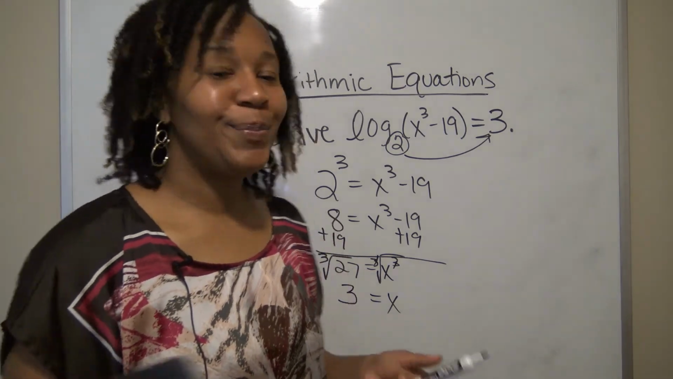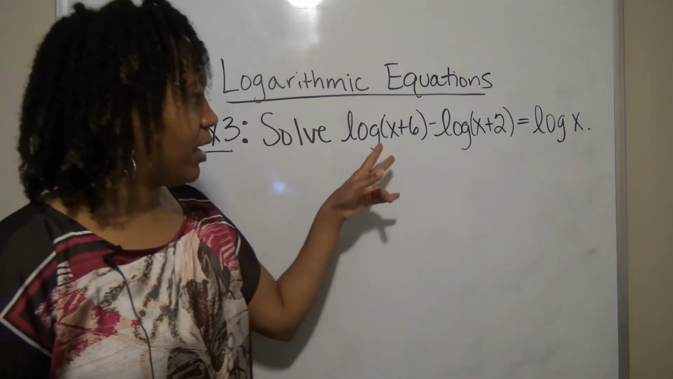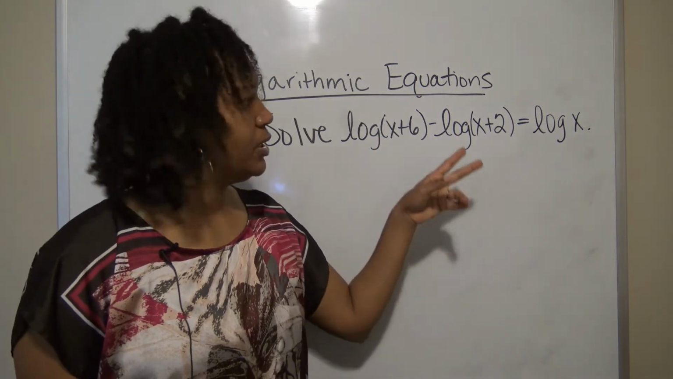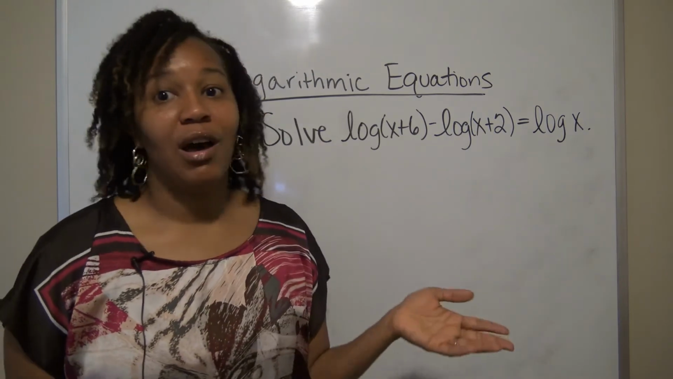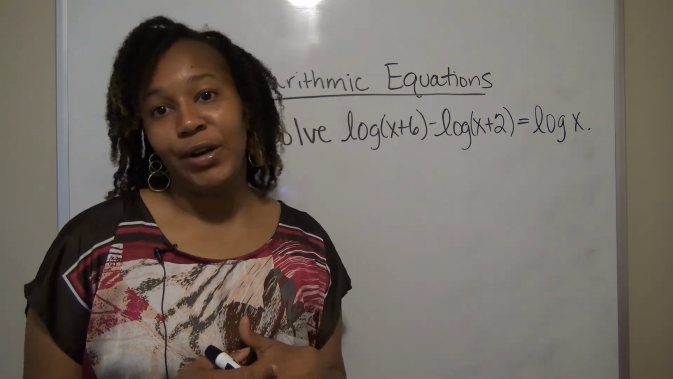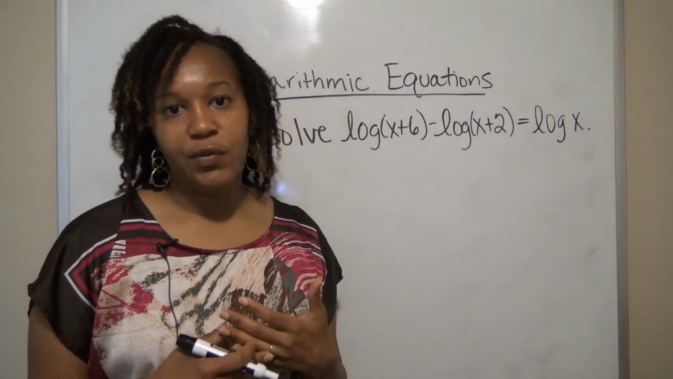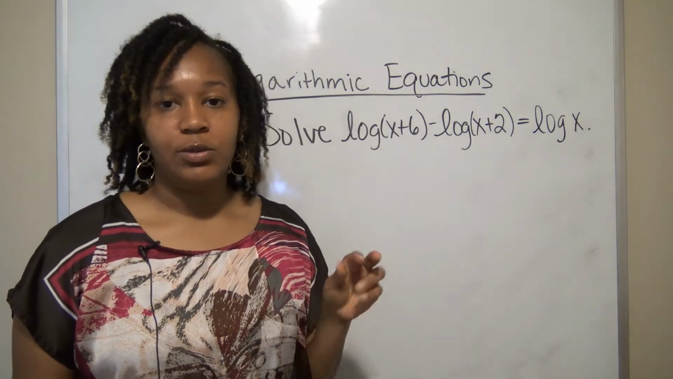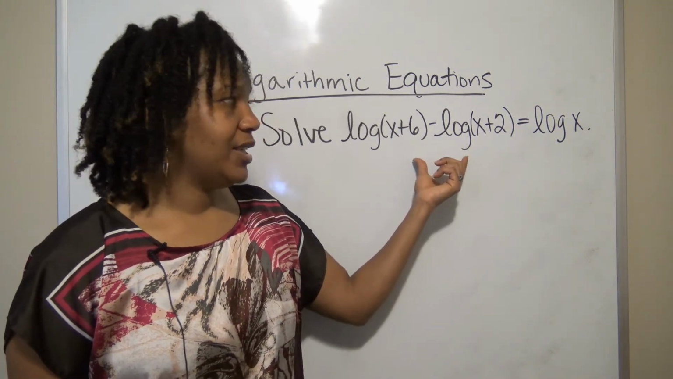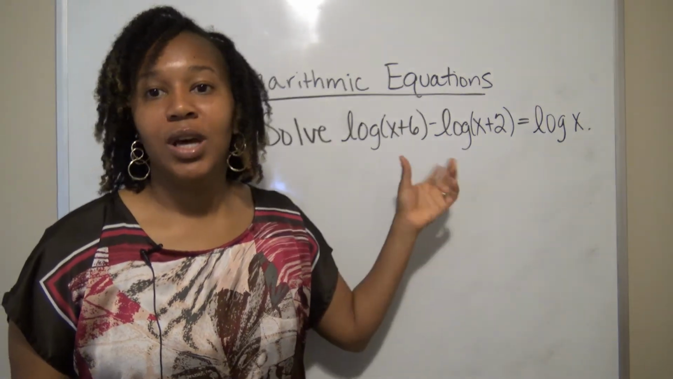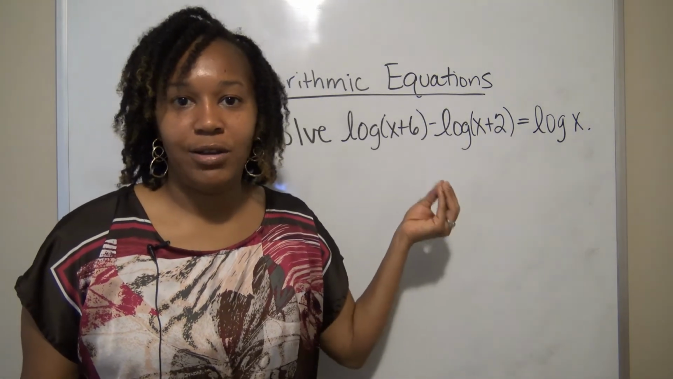Let's do one more. For example 3, we want to solve log of x plus 6 minus log of x plus 2 equals log of x. Now, if you notice, we have multiple logs, so this is definitely not that first case where you have one log and you solve it by rewriting it in exponential form. This is going to be the second case where you have a log equal to a log. However, we have more than one log on this side, so this is also a case where you have to use properties of logs to combine your logs together.